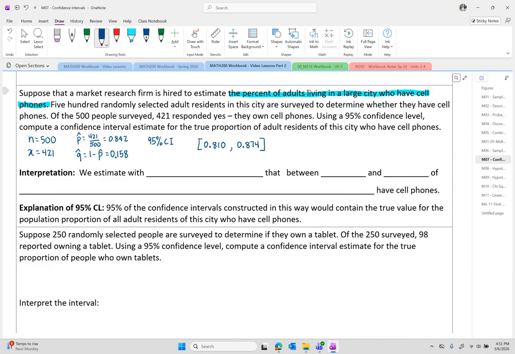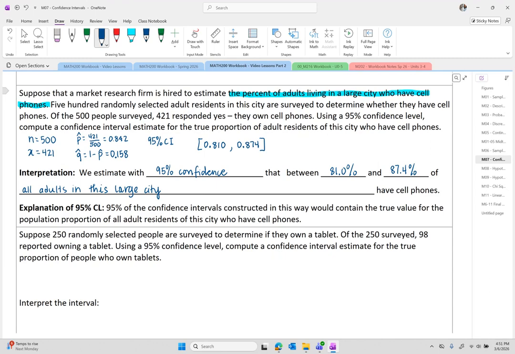And we can say now that we estimate with 95% confidence that between 81.0% and 87.4% of all adults in this large city have cell phones. This will be the population of adults living in this large city.